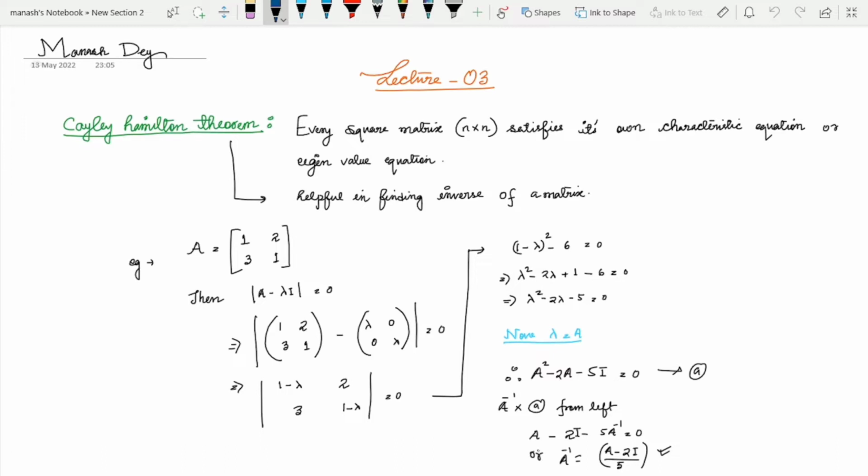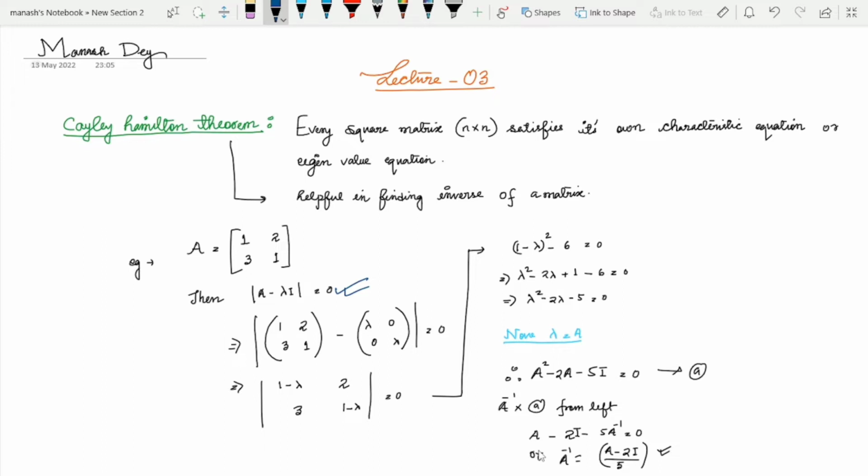So let us begin. First I would like to discuss what the Cayley-Hamilton theorem states. It states that every square matrix of dimension n cross n satisfies its own characteristic equation or eigenvalue equation, right? So what is the eigenvalue equation? This is the eigenvalue equation, that is the determinant of the matrix minus lambda into identity. This equation I have already discussed in my previous videos, right?